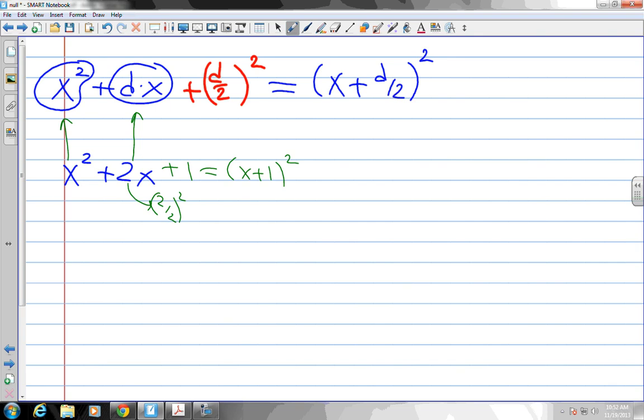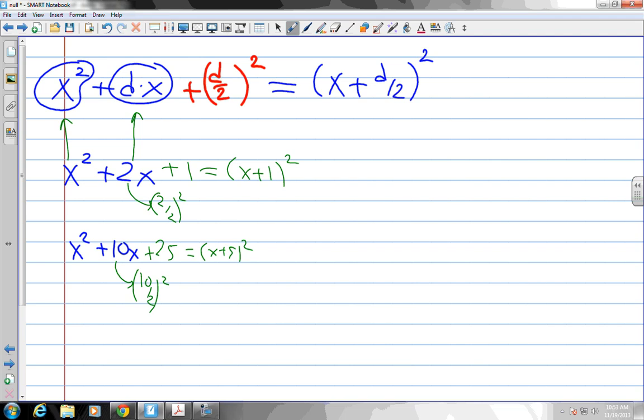That's it. If I start you with something like that, what do I have to add? What is it missing from being a perfect square? 10 over 2 squared. So what is that? 25, right? 5 squared. And that is a perfect square trinomial, right?